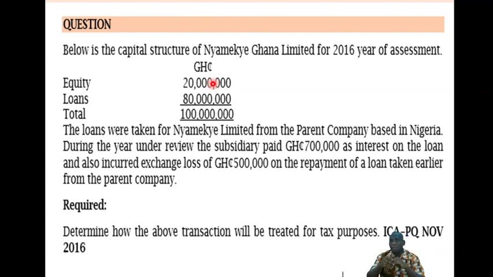Then you can say that if 60 million is the cap, then the excess of 20 million will be disallowed. So if the whole loan of 80 million is attracting an interest of 700,000, therefore the excess of the 20 million will be disallowed. And when you calculate it, you get it. And the same thing you use to apply for the foreign exchange loss realized.